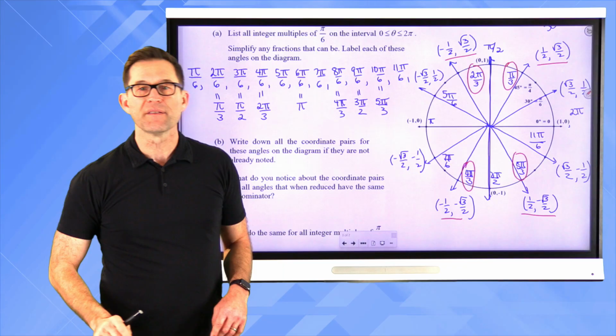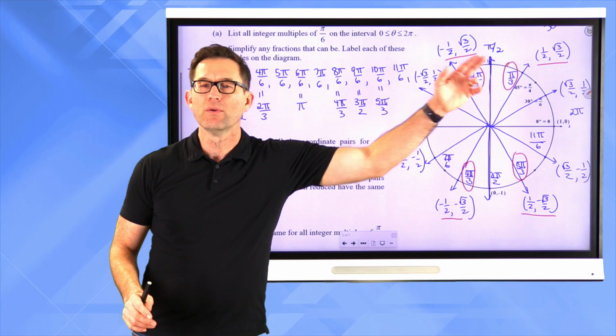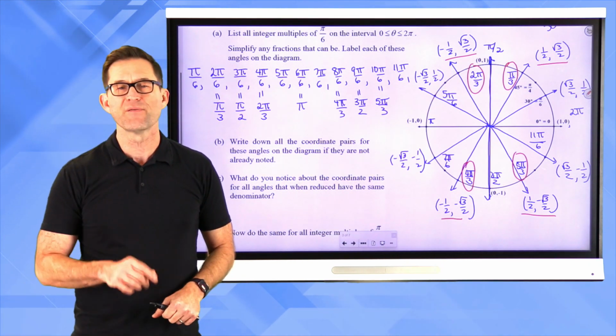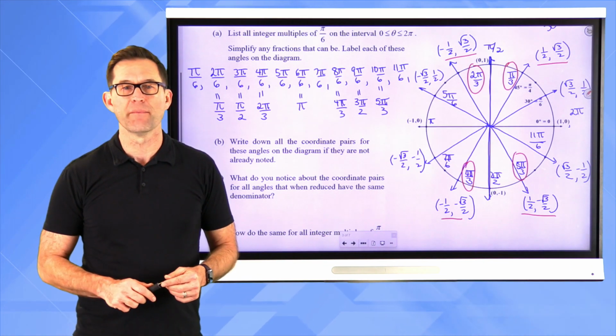We could do exactly the same for the pi over 6's, but let's just look at the pi over 3's. When you look at those four coordinate pairs, what do you notice about them? Pause the video now and see if you can write something down that makes sense to you.